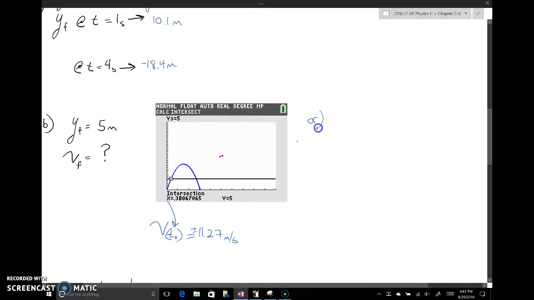Now, we could have done this algebraically using this equation, which is the combination of the 2 we were just using.